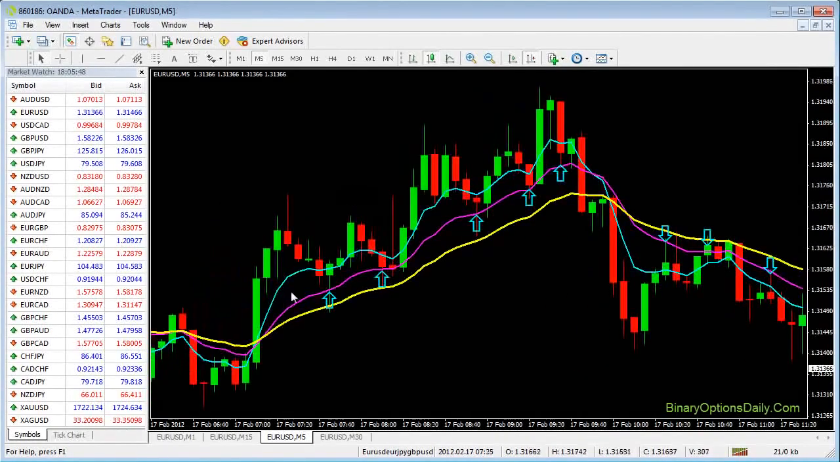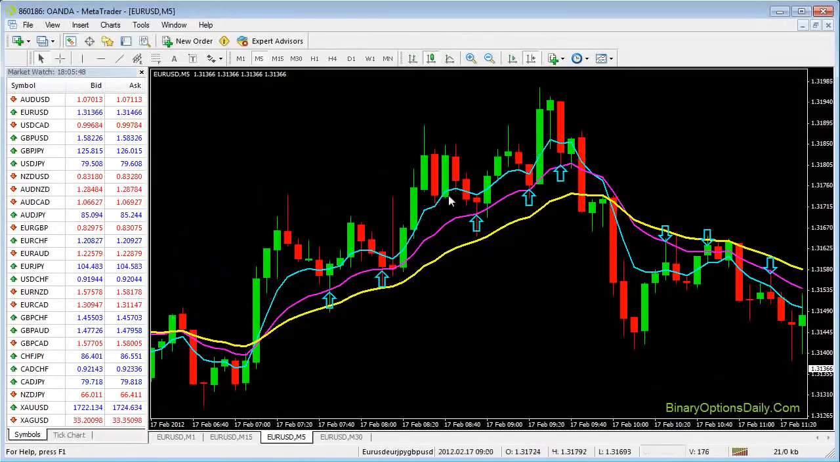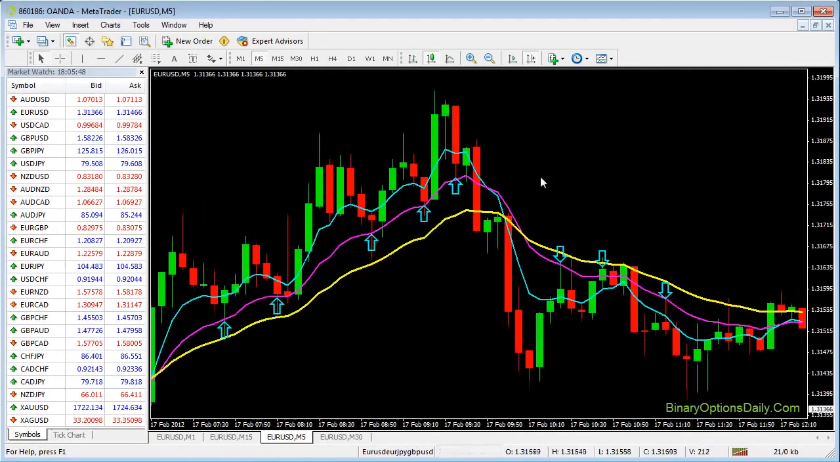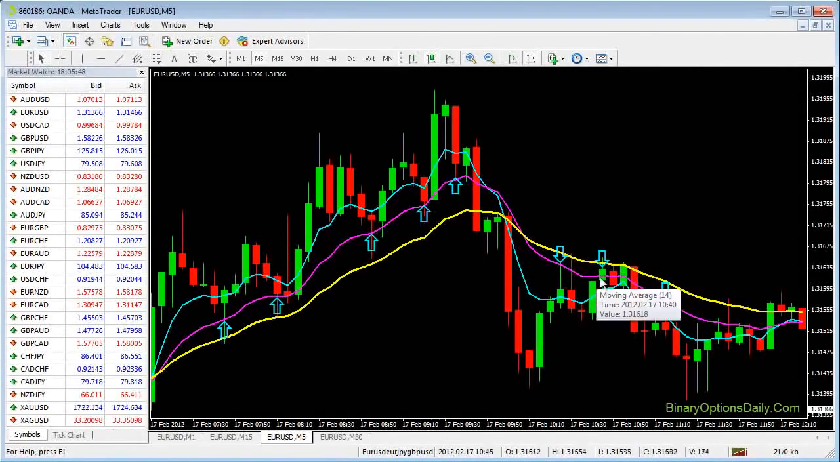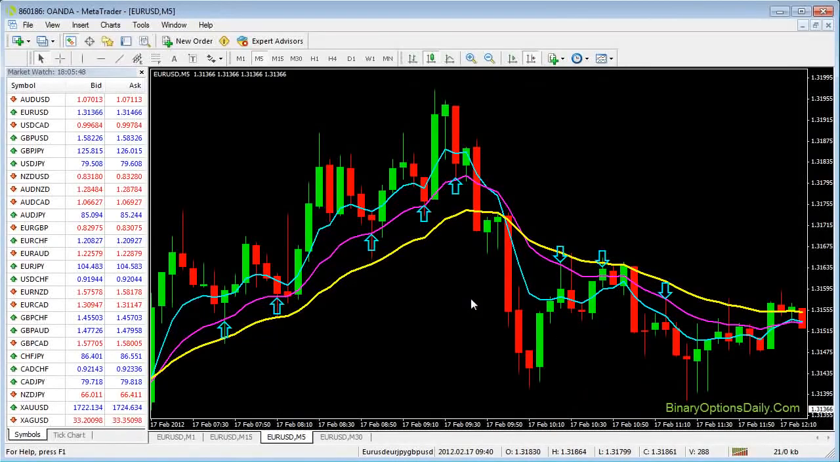So anyway, guys, I hope you have enjoyed this video, and this is, as I said, really just a trend guide. If the blue is above the magenta and the 26 is on the bottom, then we'll be looking for an uptrend. And if you see the exact opposite, where the 26 is on the top and you've got the 14 in the middle and the 6 on the bottom, then we'd be looking at it as a downtrend, and we'd be looking for puts.